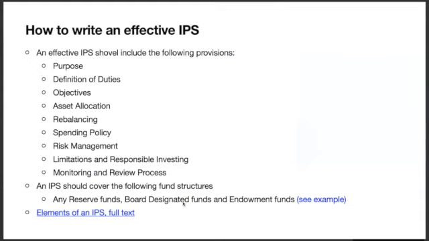So how to write an effective investment policy statement. Investment policy statements really should have a couple main pieces. So first is the purpose. This just states the purpose and general rules of the fund. So any restrictions, gives the organization name, any type of principal restrictions or donor restrictions, and how the income could be spent.